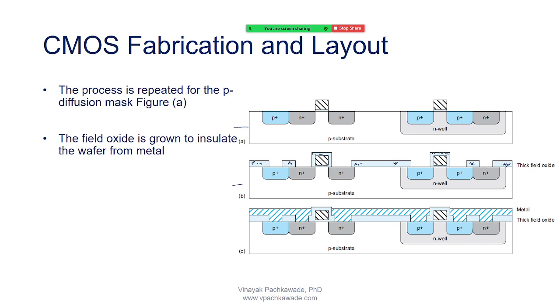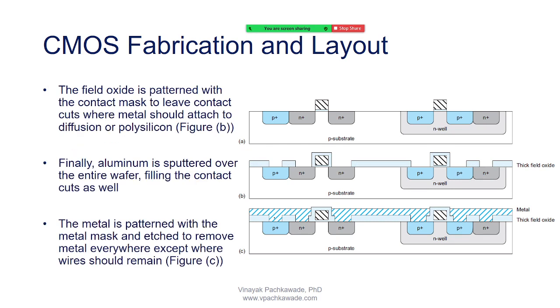Why am I doing that? It is just to isolate each of the regions from each other, okay? So I am growing that oxide with some deposition process to insulate this entire wafer, because I am going to have the metal connections also. I am going to sputter the metal on top of it, and the metal will make the contacts where I want them, okay? So I will see how things will happen.